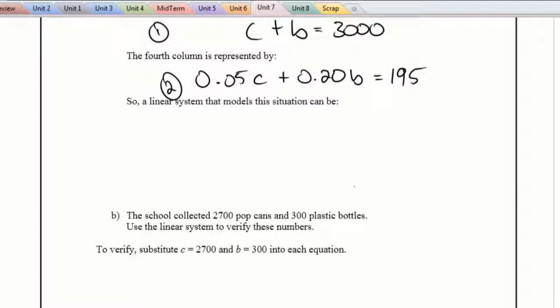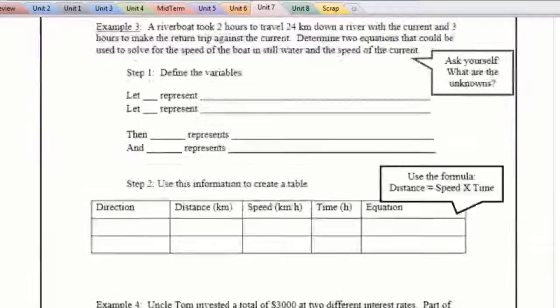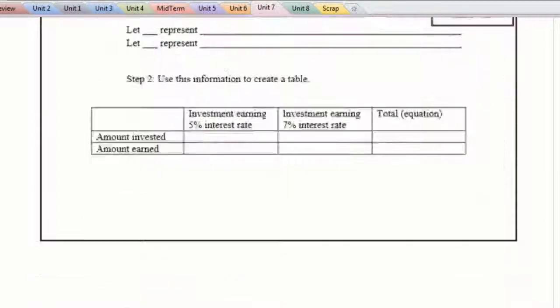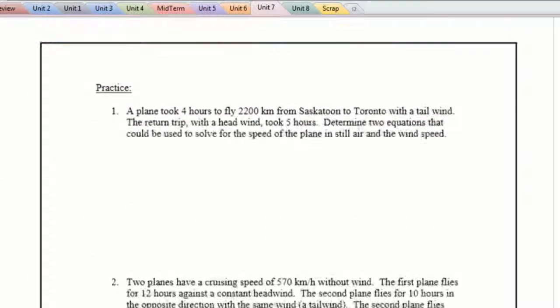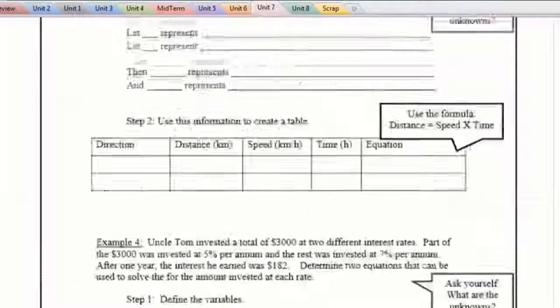I think there's one other question on the back. We have riverboat, and then the practice. Don't worry about doing the practice. So we're just going to kind of ignore the practice.